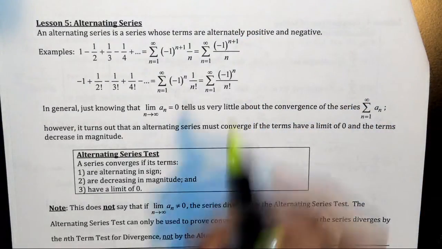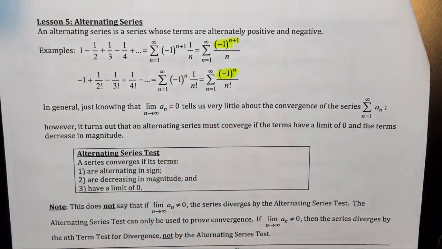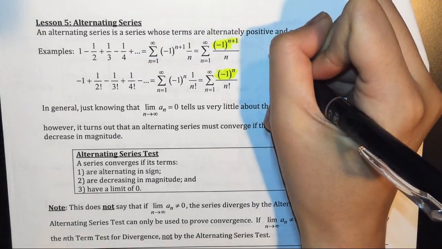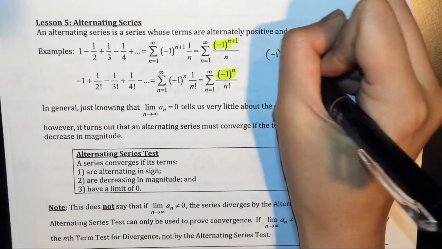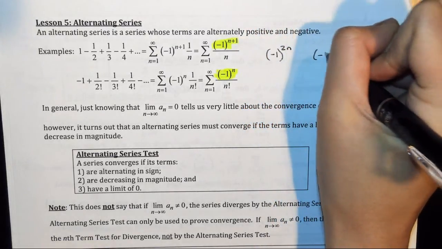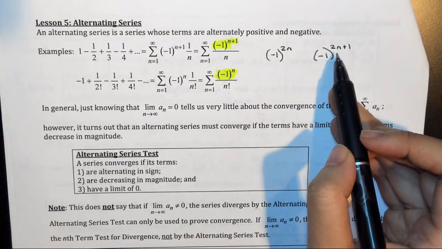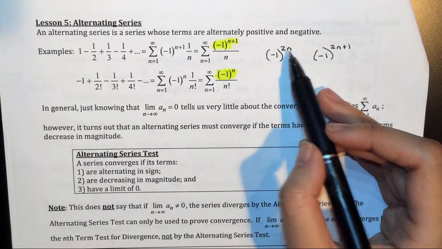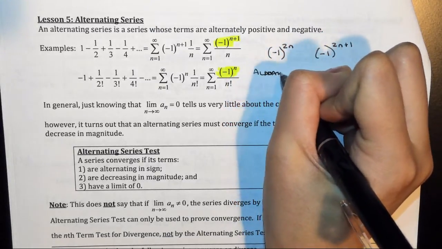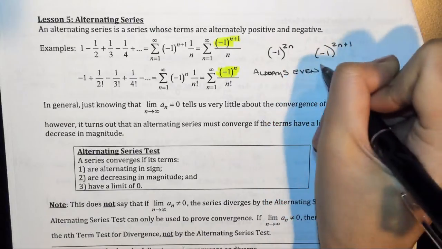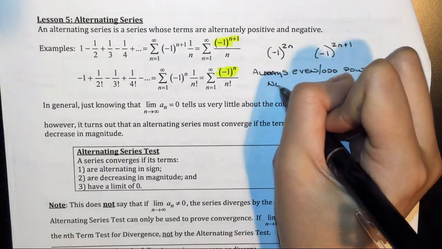You usually see those when you have -1 to the n plus 1 power or -1 to the n power. Be careful though when you have series that say -1 to the 2n power or -1 to the 2n plus 1 power. 2n and 2n plus 1 are always, this is always even and this is always odd. That means that it's not alternating.